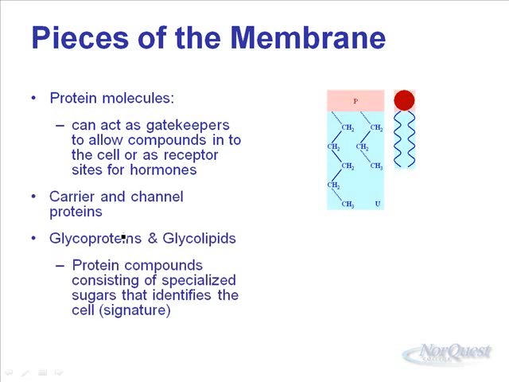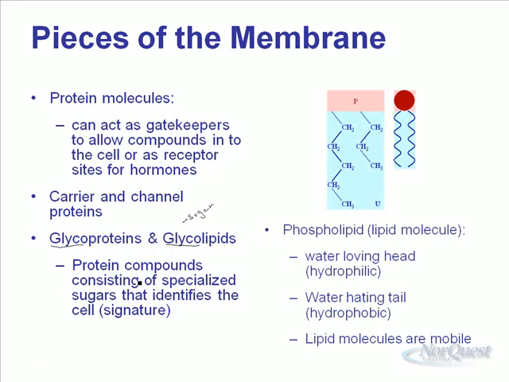There's 2 types: carrier and channel proteins can move things in and out. Glycoproteins and glycolipids, so known as glyco, that means sugar. So here we have a sugary protein and a sugary fat. They kind of act as markers, identifying markers to let other cells know what kind of cell this is or where this cell came from. So they're kind of like a signature.